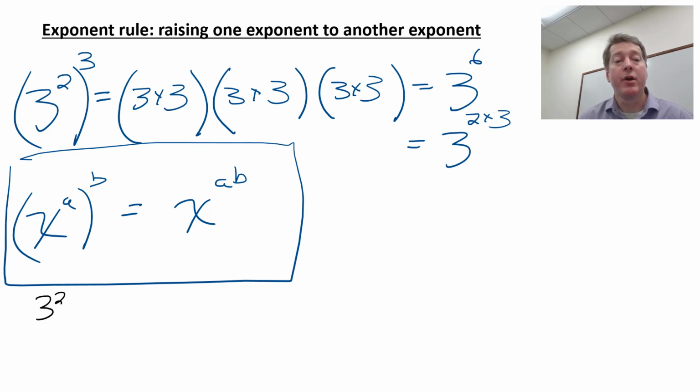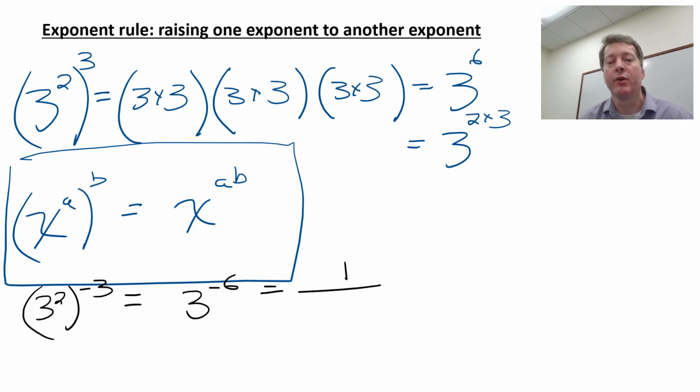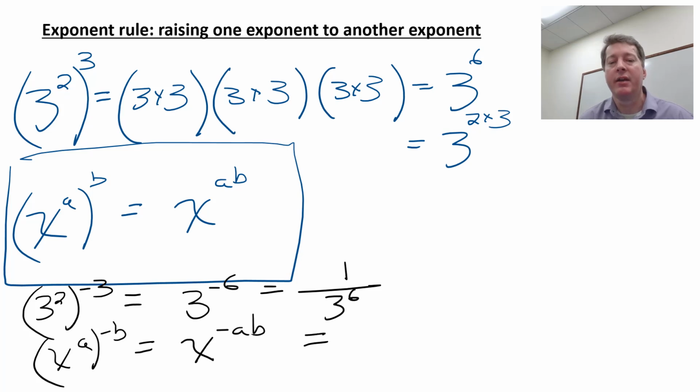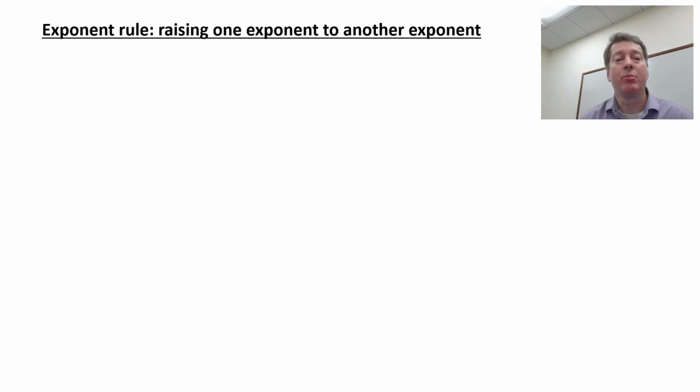Suppose I had 3 squared to the negative 3. Well, same rule, you would multiply the exponents. That's 3 to the negative 6, which is what? That's the same as 1 over 3 to the positive 6, 1 over 3 to the 6th. How about x to the a raised to the negative b? So that is x to the negative ab. That is 1 over x to the ab. One last thing I want to point out, you might see this in a very hard problem on a test.